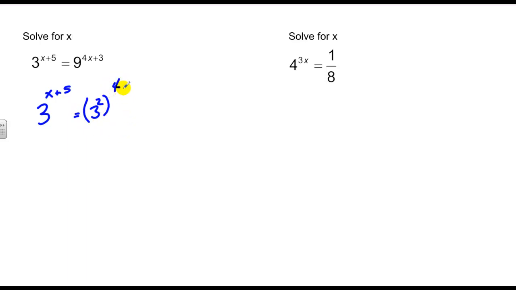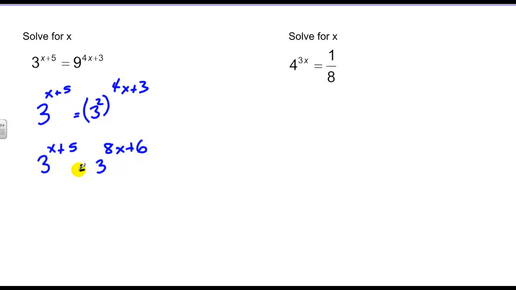So I can get bases of 3's in this case. Except the term on my right, I still have some work to do because I have 3 squared raised to the 4x plus 3. And we've talked about this before. When we have a power raised to a power, we simply go ahead and multiply those powers together. So this is 3 to the 8x plus 6.